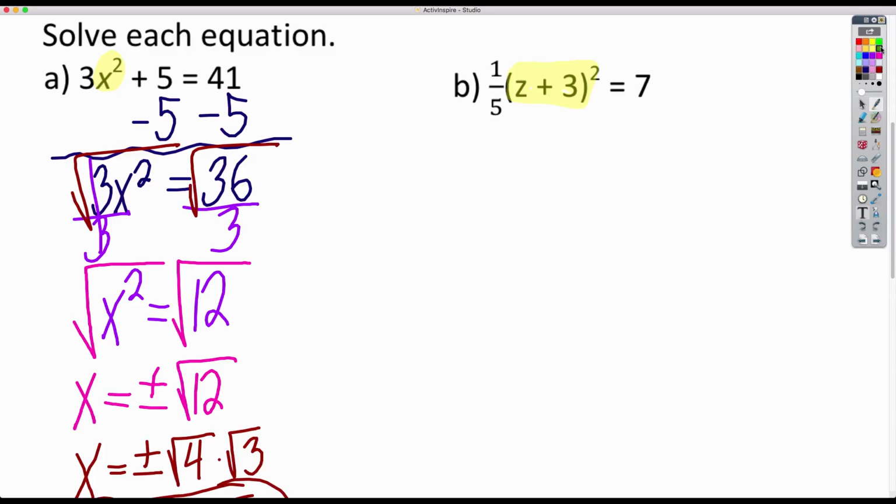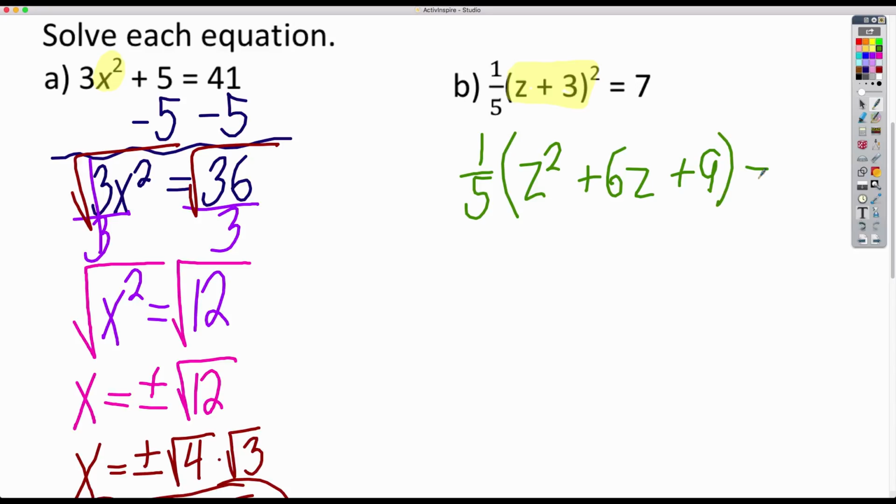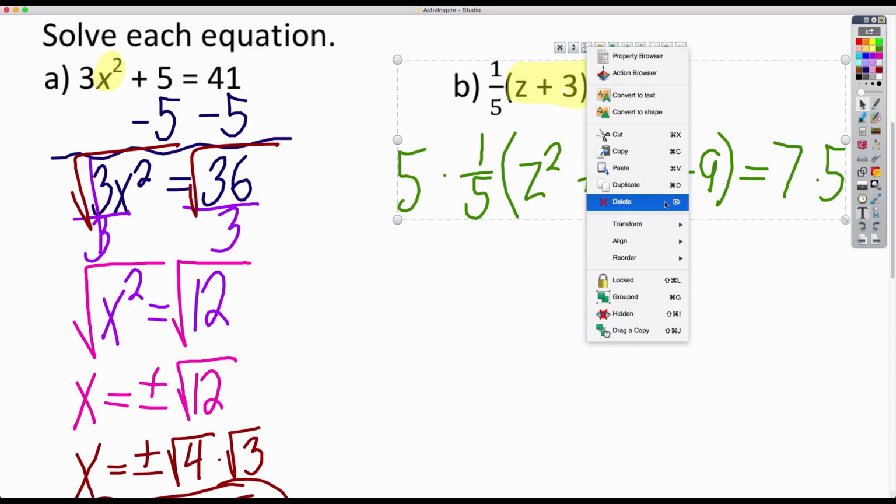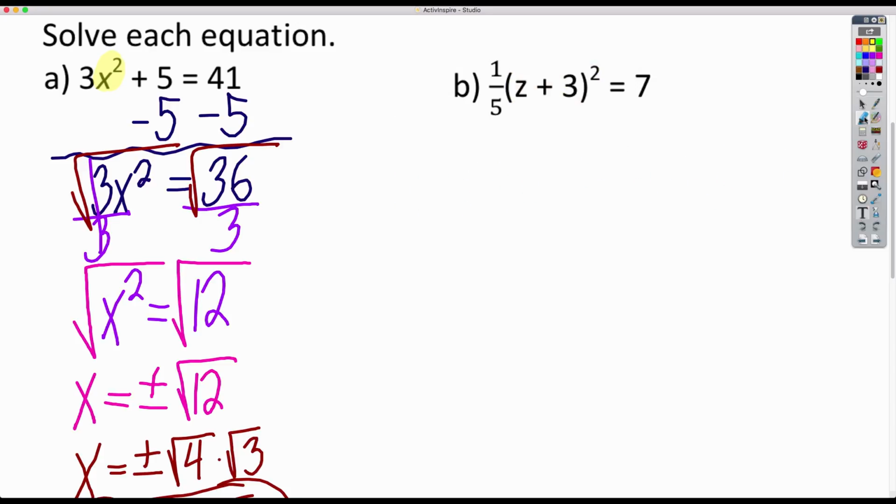I don't want you to write anything, but it would be 1/5 times z squared, and then this would be a 9, and then this would be 6z equals 7, and then we could multiply both sides by 5, and then we'd have a big giant mess on our hands. And then you'd have to subtract the 35 from both sides, and you'd have to clean it up, and you'd have a lot of work to do. So we can use the idea of square roots creatively again, because this entire expression is being squared, so if we use a square root on that, it will undo it. But we have to isolate it first.